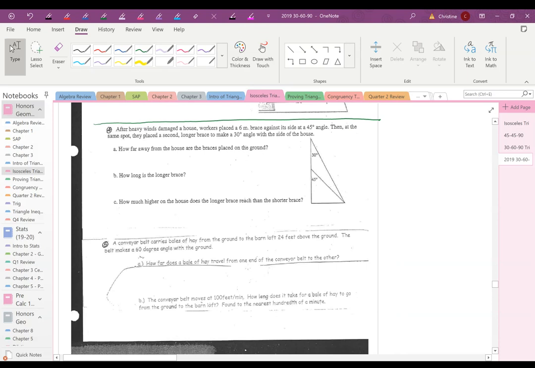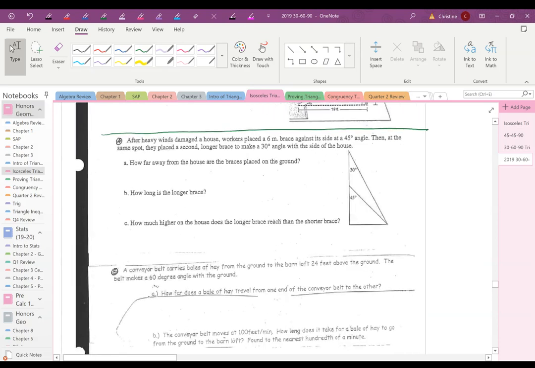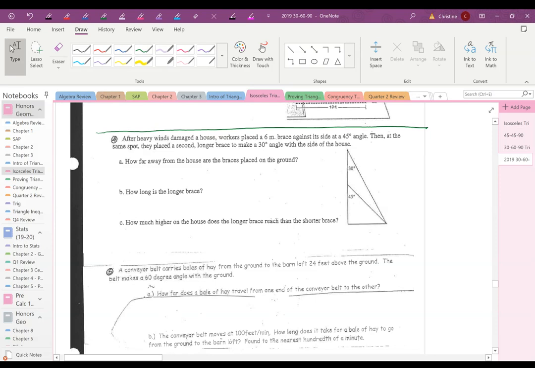So here's the first scenario. It says, after heavy winds damage a house, workers place a 6-meter brace against the side of the house at a 45-degree angle. Now, I don't see a house, so that's going to be the first thing I have to draw. Then, at the same spot, they placed a second longer brace to make a 30-degree angle with the side of the house. So this 45-degree angle with the house and this 30-degree angle with the house means that the house is here, and we're just going to pretend the house doesn't have a roof, or else I would be in the problem.